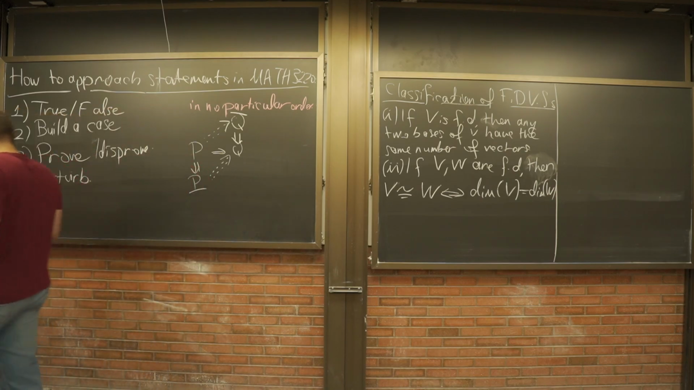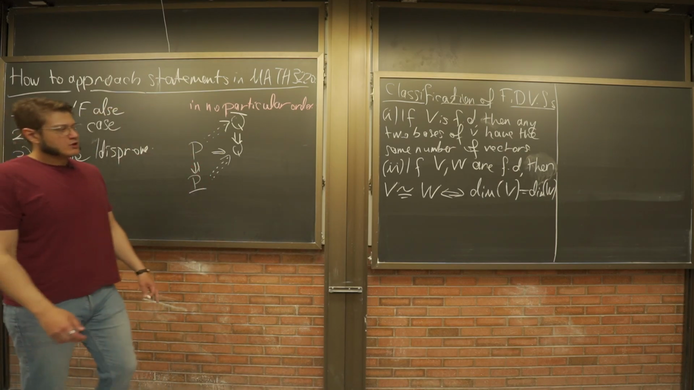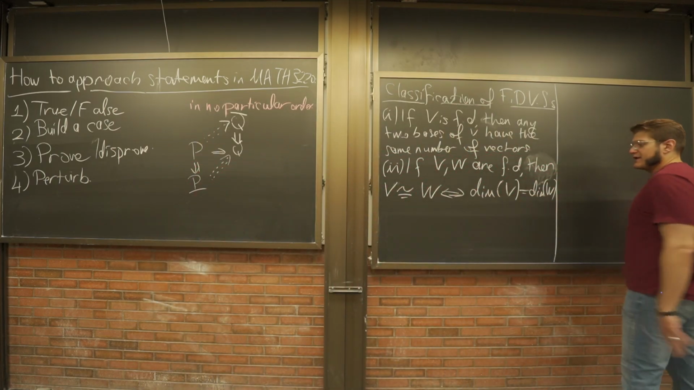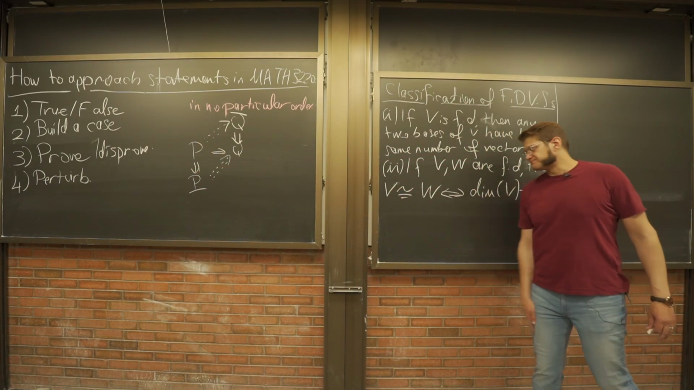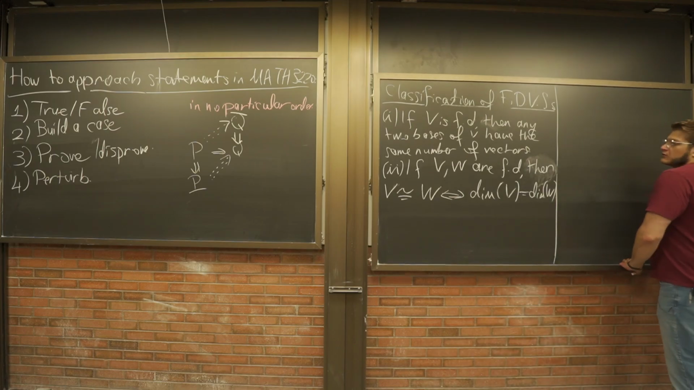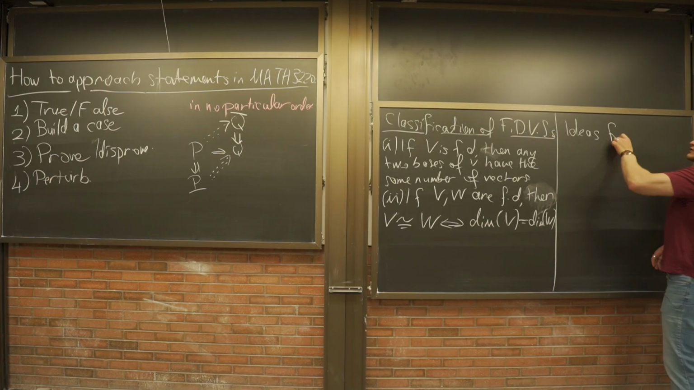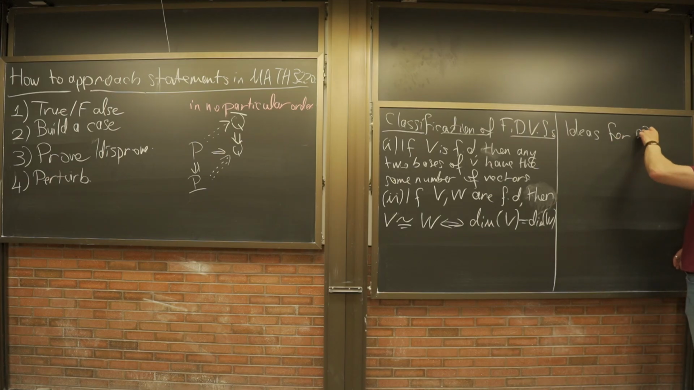Okay, so this is an if and only if. So it's a statement about equivalence. So it has two sides, right? You need to first assume that this is correct, and then show this. And then you need to assume that this is correct and show this. So I'm not going to prove this. I'm going to leave it to you.